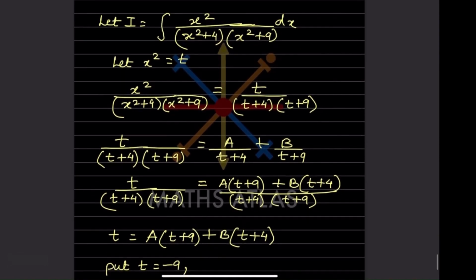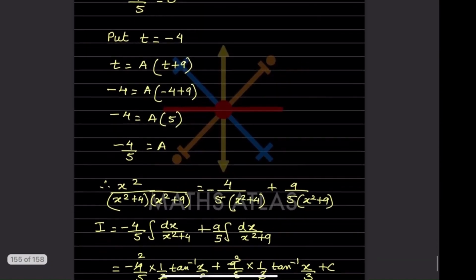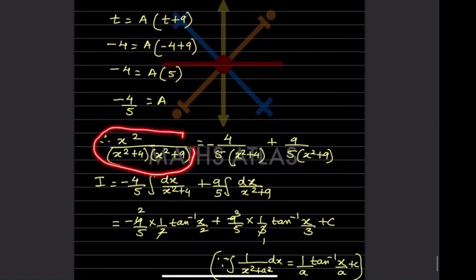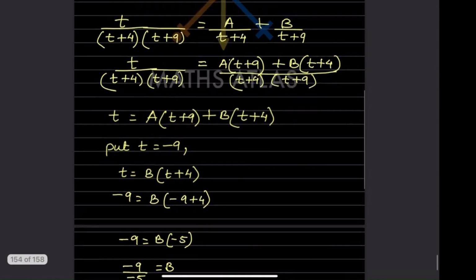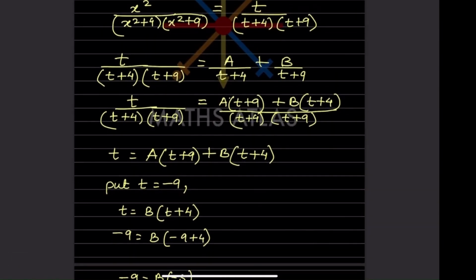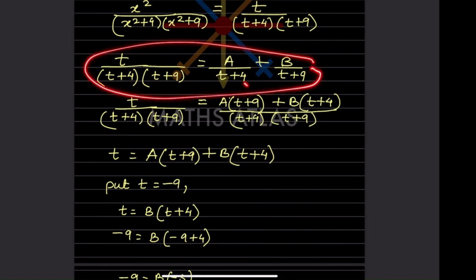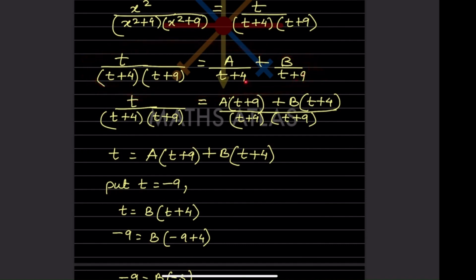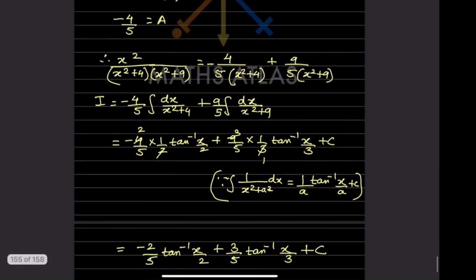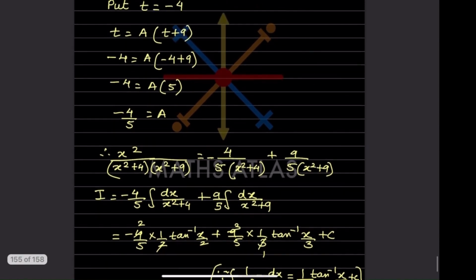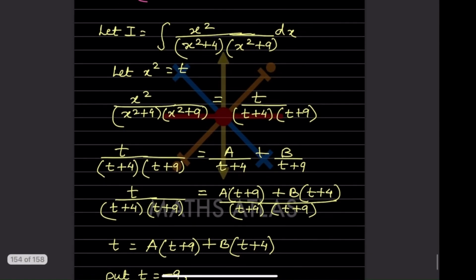So what do we consider here as this part? So now see here that we have written over here, and we got the value of this one. So we had this, right? So this will be a into t plus 4 plus b divided by t plus 9. So now see here, in place of a, we are going to put minus 4 by 5, and that is x square plus 4, and 9 divided by 5, that will be x square plus 9.